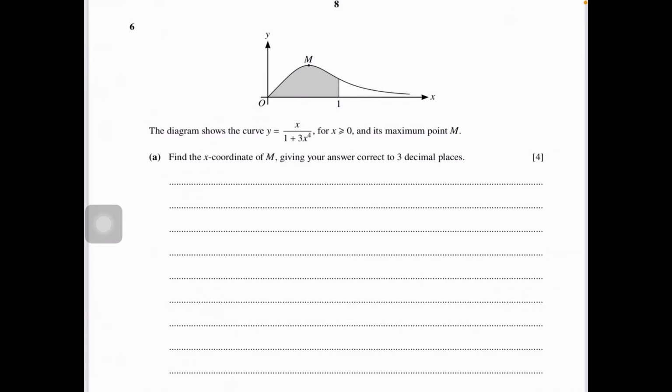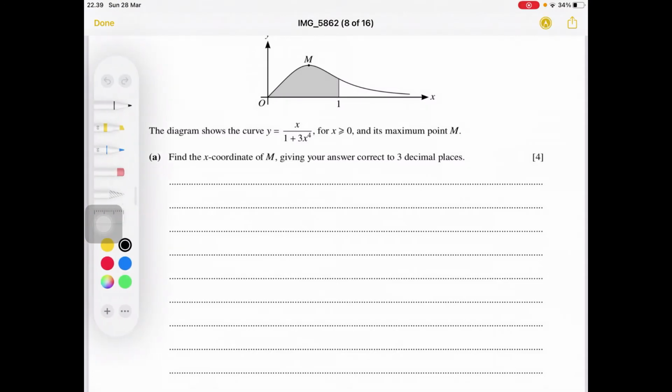Number 6. The diagram shows the curve y equals x over 1 plus 3x to the power of 4 for x greater than or equal to 0 and its maximum point M. A. Find the x coordinate of M, giving your answer correct to 3 decimal places. So M is the maximum point. First, we need to find the first derivative of y.